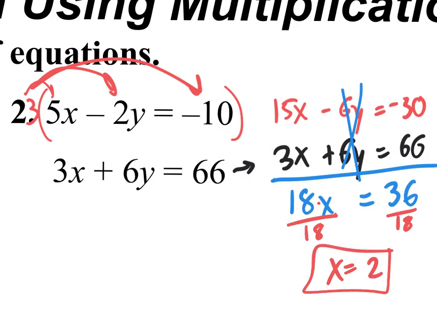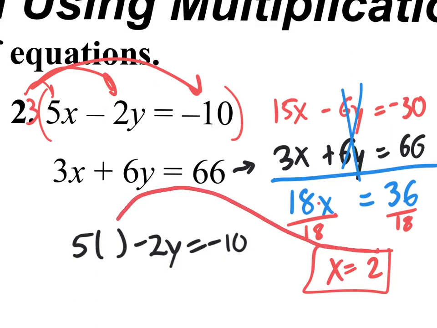Plug it back in to find your other answer. I'm going to plug it into the top equation, and you could use any equation you want. Top equation says 5x minus 2y equals negative 10. There it is. Of course, I put parentheses instead of the x because x equals 2. So I'm going to take that 2 and plug it in right there. 5 times 2 is 10. 10 take away 2y equals negative 10.